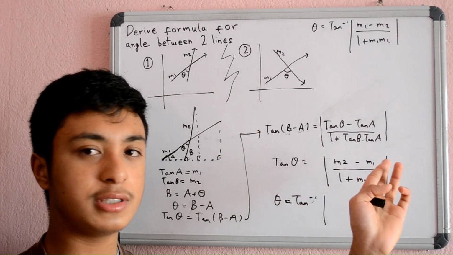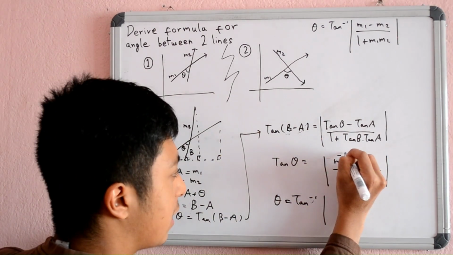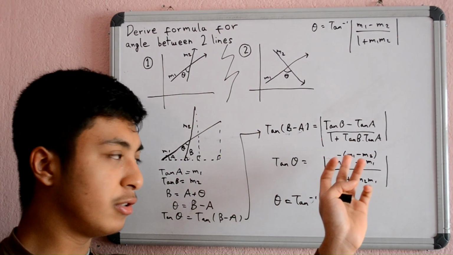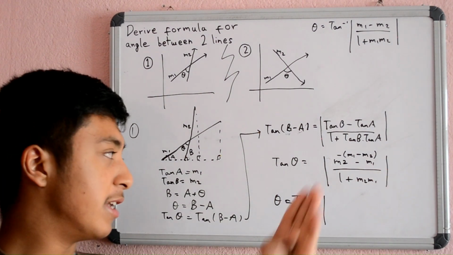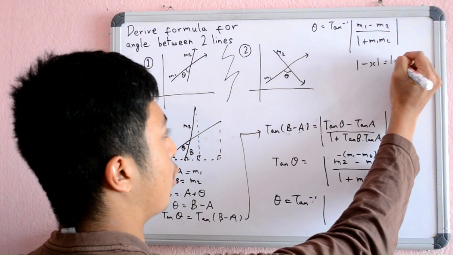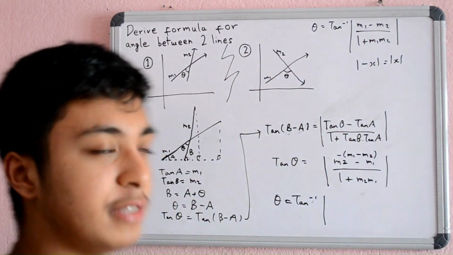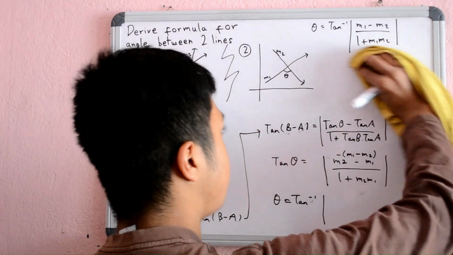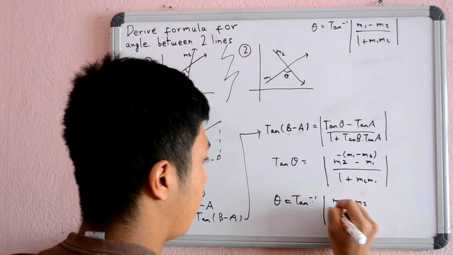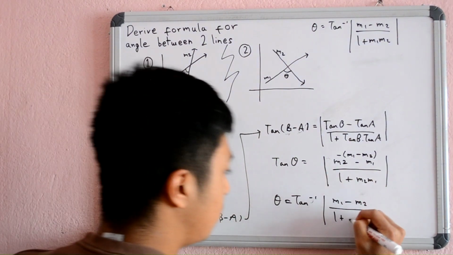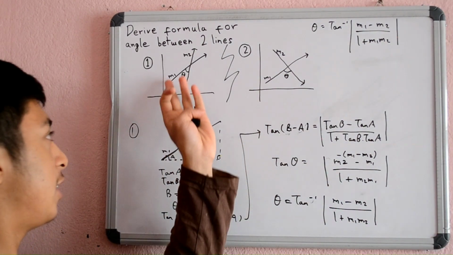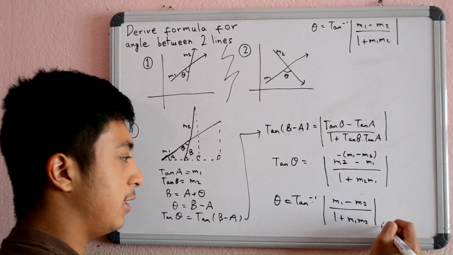But thanks to this modulus sign, what we can do is take a negative common. This becomes minus (m1 minus m2), and due to this modulus sign, it completely removes that negative sign, because the modulus of minus x is equal to the modulus of x. They are both positive and have the same value. So this in fact just becomes m1 minus m2 by 1 plus, let's just switch this around. It's quite simple. There we go. That is for the first case, and that is the derivation.